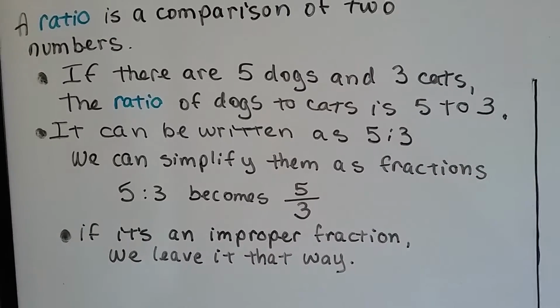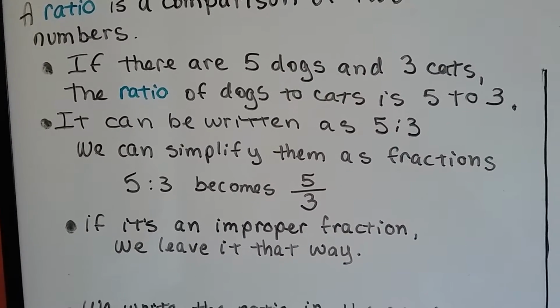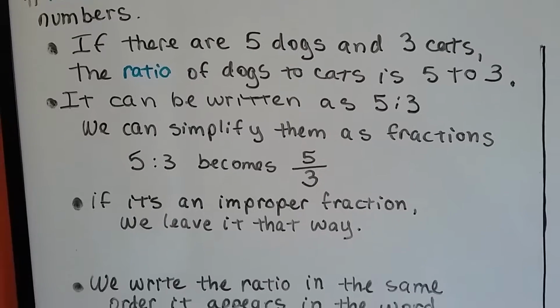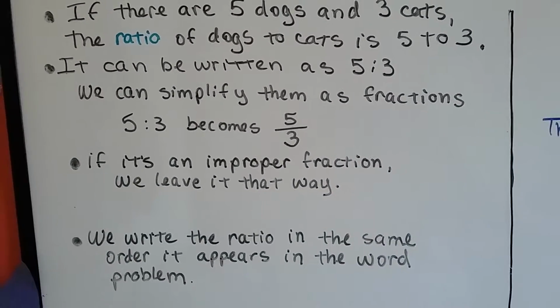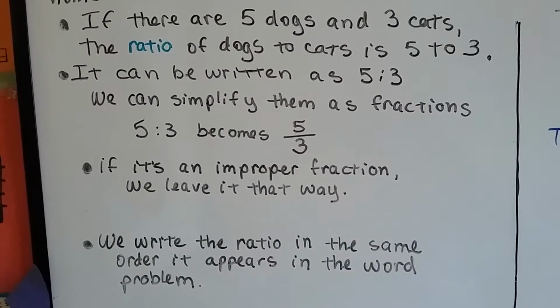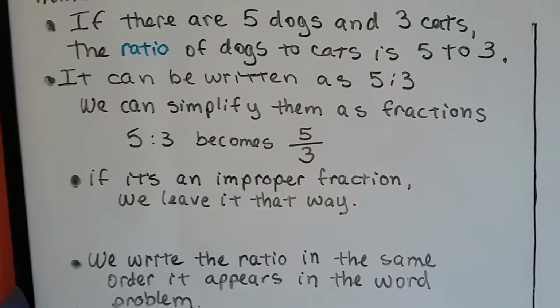5 to 3 becomes 5 as the numerator and 3 as the denominator. If it's an improper fraction, we just leave it that way. We write the ratio in the same order it appears in the word problem. If the 5 comes first, we know it's the numerator.